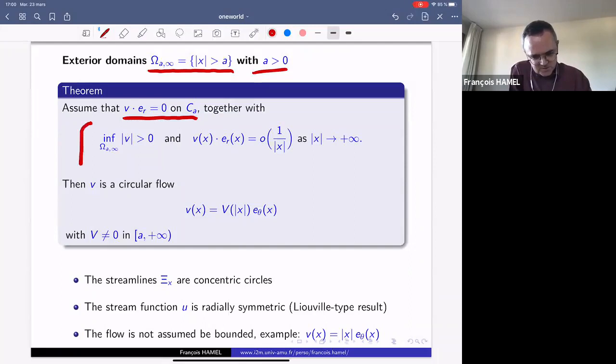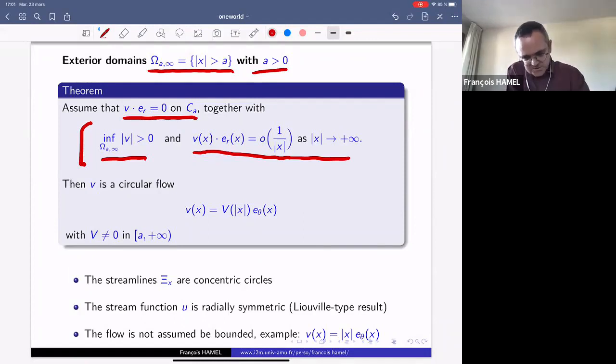So we assume this first condition, that the flow has no stagnation point in a strong sense, so the infimum of the norm of V is strictly positive. And we also assume some condition at infinity, which says that the radial component of the flow is small at infinity, more precisely, namely little o of 1 over norm of x at infinity.